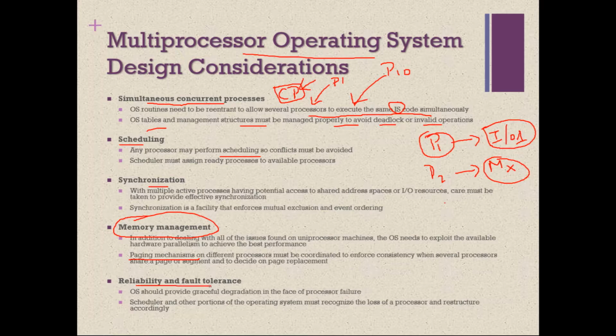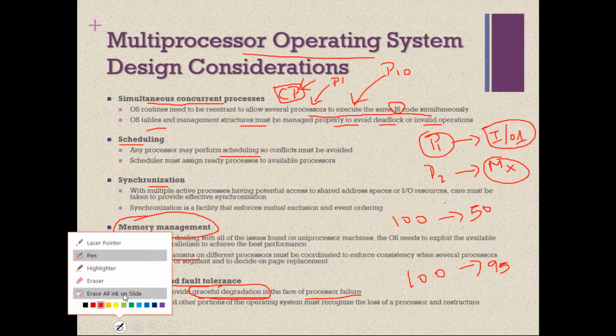And then reliability and fault tolerance. If there is any hardware failure, the OS should provide graceful degradation in the face of processor failure. This we have discussed in operating systems also. If you remember, what does graceful degradation mean? If out of 100 processors, say 5 processors fail, then it is not that the performance should go from 100 to 5. No, the degradation should be graceful. Only 5 processors failed, so the performance should go from 100 to 95. Depending on the amount of hardware failed, the degradation should happen in that proportion only. So these are the design considerations with respect to the design of multiprocessor operating systems.